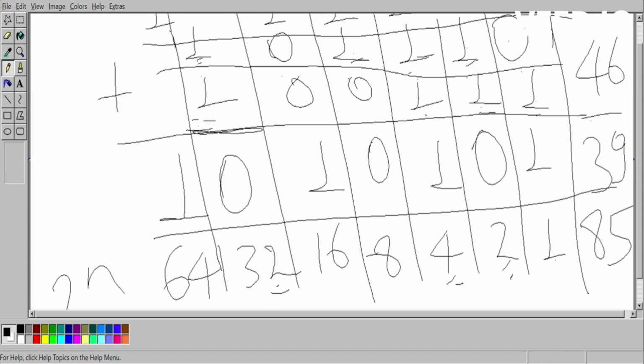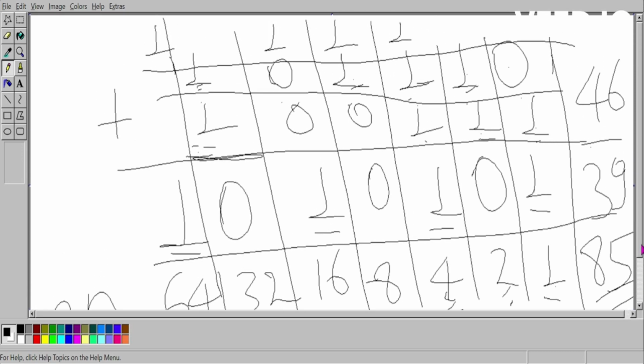Let me check it. Here we have 1, 1, 1, and 1. So 64 plus 16, 80. 80 plus 4, 84. 84 plus 1, 85. So the answer is correct. This is the way a computer chip works.